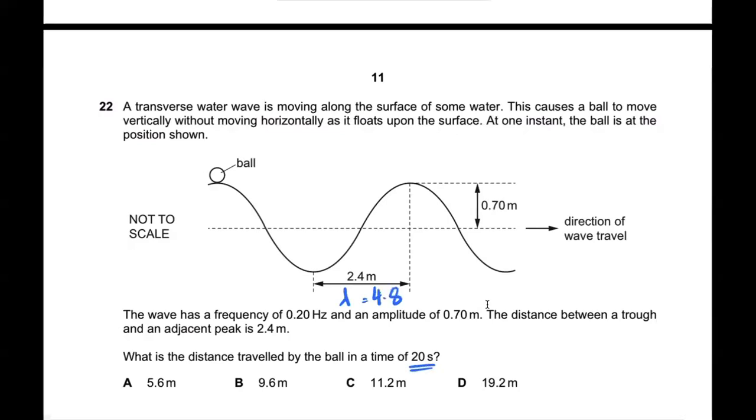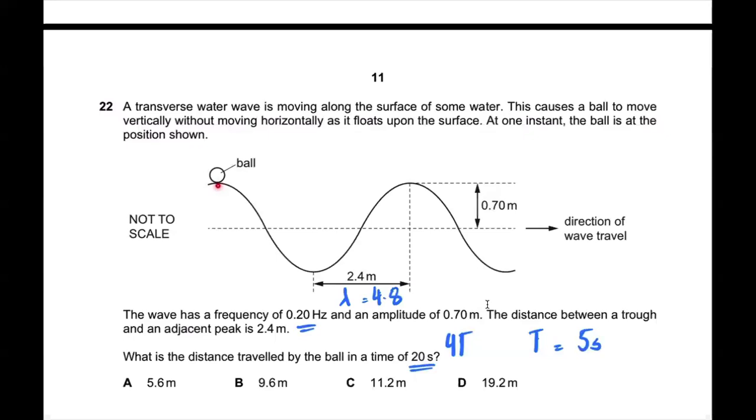So first, in a time of 20 seconds, we have the frequency, right? So from the frequency, if we find out the time period. So a time period is going to be 1 over 0.2, which is going to be 5 seconds. So this really corresponds to 4 time periods. Now this ball is not going to move horizontally. This is explicitly stated because this is a transverse wave. Let's think about during one time period, what distance does the ball move?